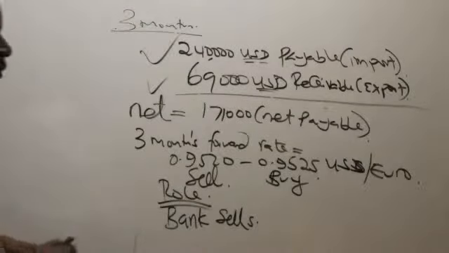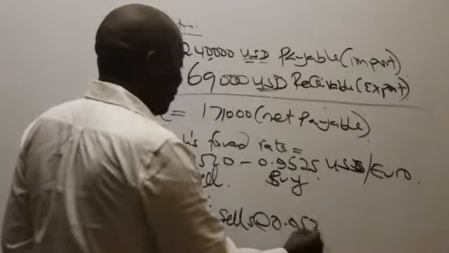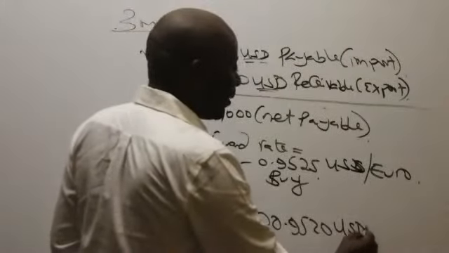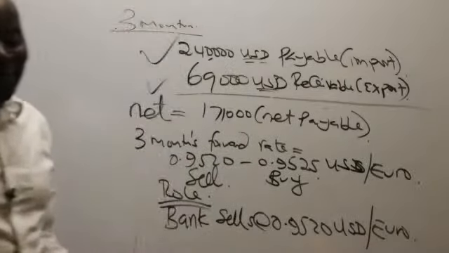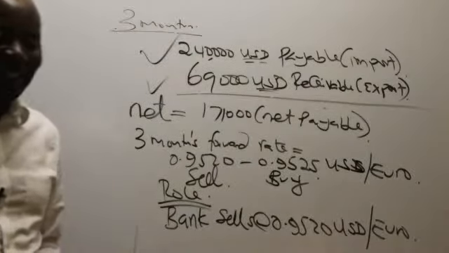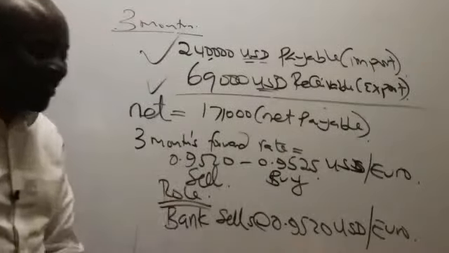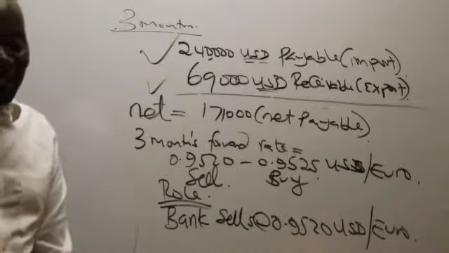So the bank sells at what rate? USD per euro. So the bank sells, and we can see the selling rate is here. So could you kindly go ahead and exchange for us now?